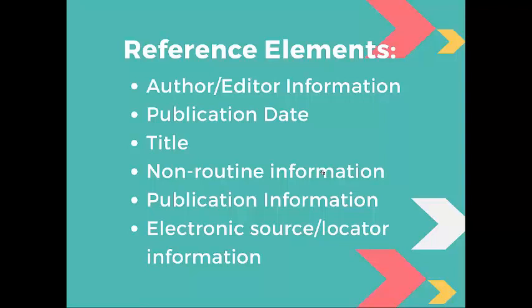Publication information. For a journal article, this is going to be information such as the issue of the journal, and for a book, this could be information on who published it and where it was printed. And then electronic source and locator information. This is especially important for this assignment, as we talked a little bit about earlier. You are required to have a working hyperlink within the document. So you definitely want to have that electronic source or locator information in there.